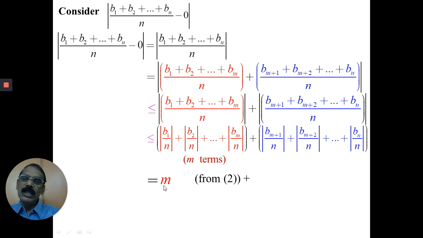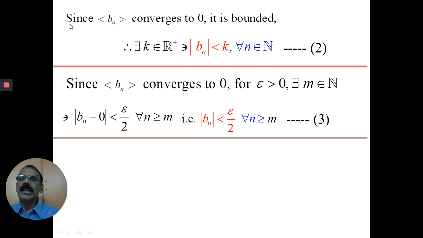What is inequality 2? We will recall inequality 2. Inequality 2 says, since bn converges to 0, it is bounded. That is, there exists k belonging to R plus such that modulus of bn is less than k for all n belonging to N. This is 2. That is, for b1 we can write modulus of b1 is less than k, modulus of b2 less than k, modulus of b3 less than k. Similarly, modulus of any term of the sequence bn is less than k. This is the one we are going to apply now.